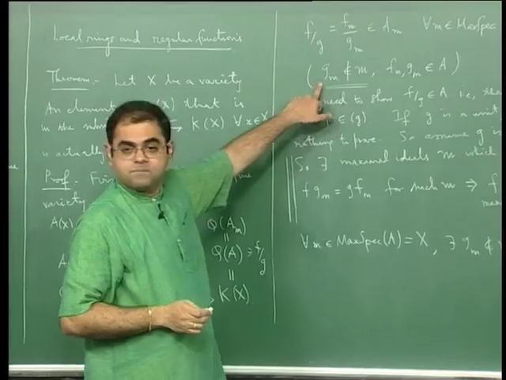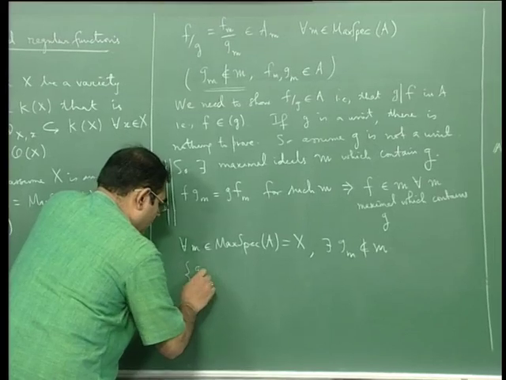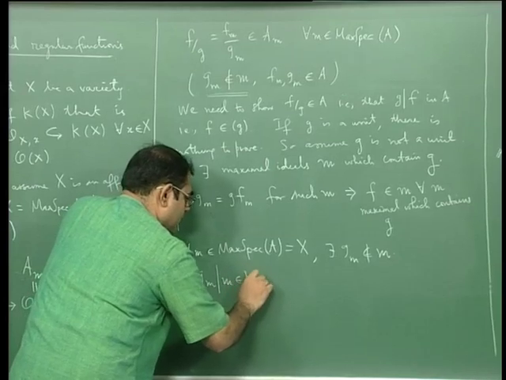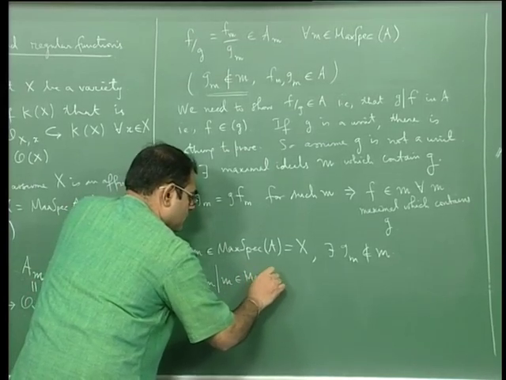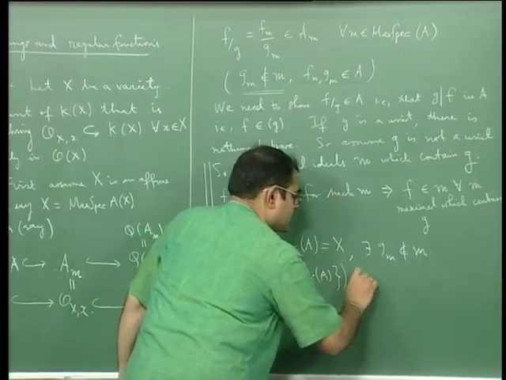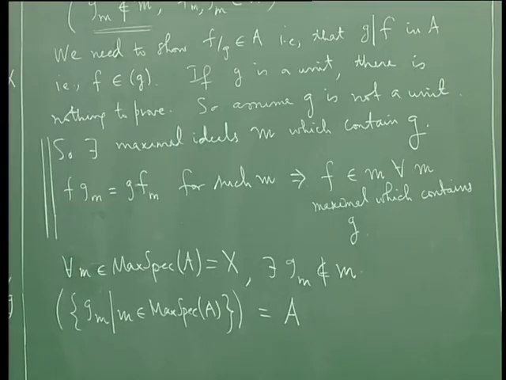That is what you have here, right. And now the claim is: you take all these g_M where M belongs to max spec A, that is, M is a maximal ideal of A. The ideal generated by these is actually A itself, it is a unit ideal, okay.